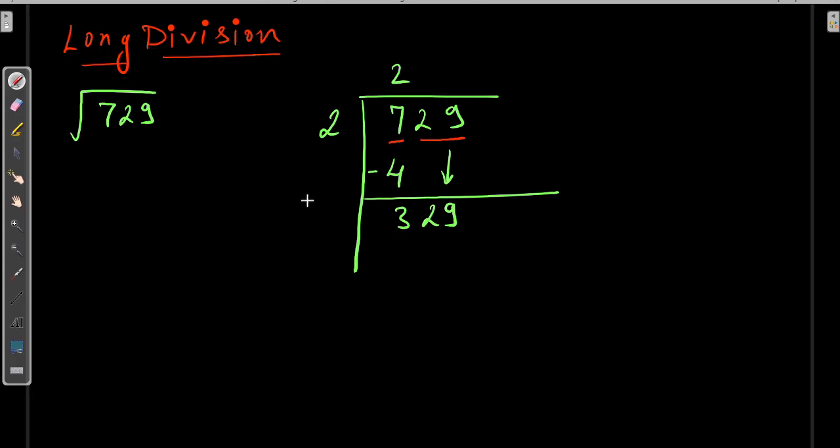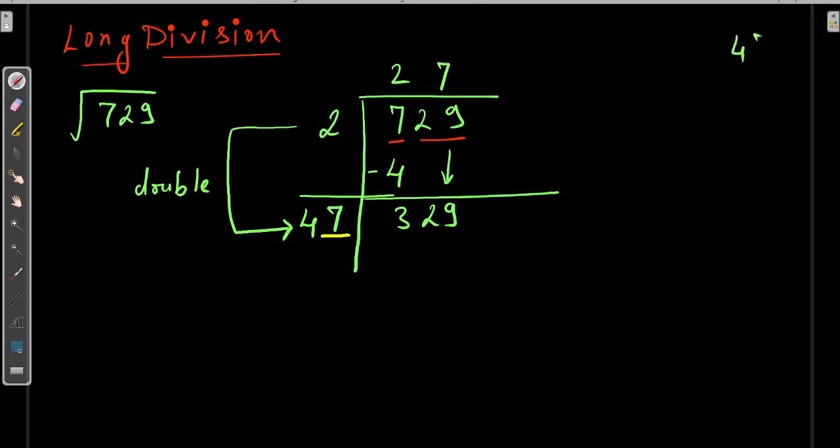Here 2 will be doubled, so we double this and it becomes 4. Now we have to choose a number and multiply by the same number such that the result is equal to or close to 329. If I choose 7 here, then 47 into 7 is equal to 329. That is why I choose 7 here. So for 329, the remainder is 0. This is how we can solve the square root by the long division method.